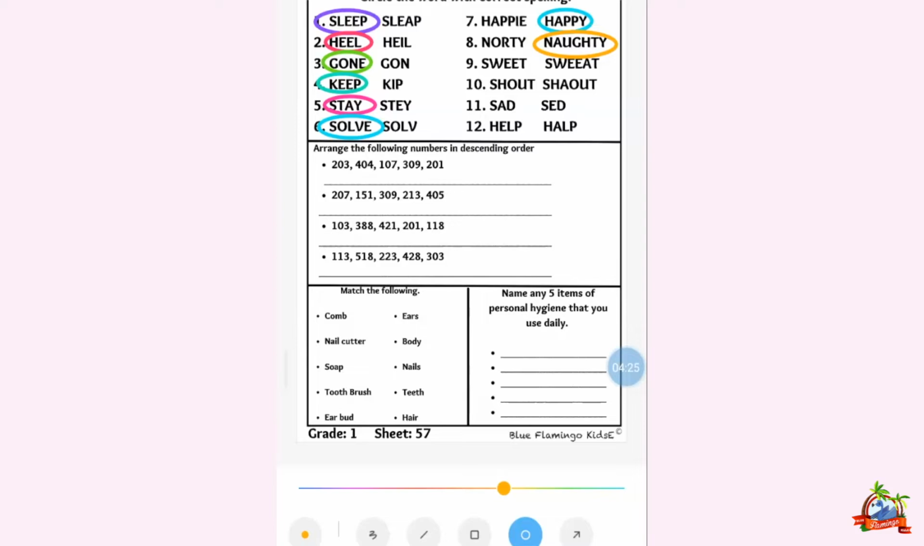Next word is sweet. Sweet मतलब मीठा. SWEET. Sweet मतलब मीठा.